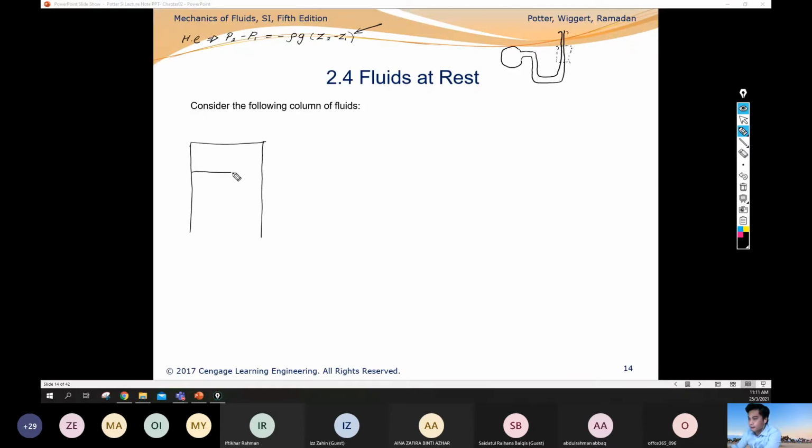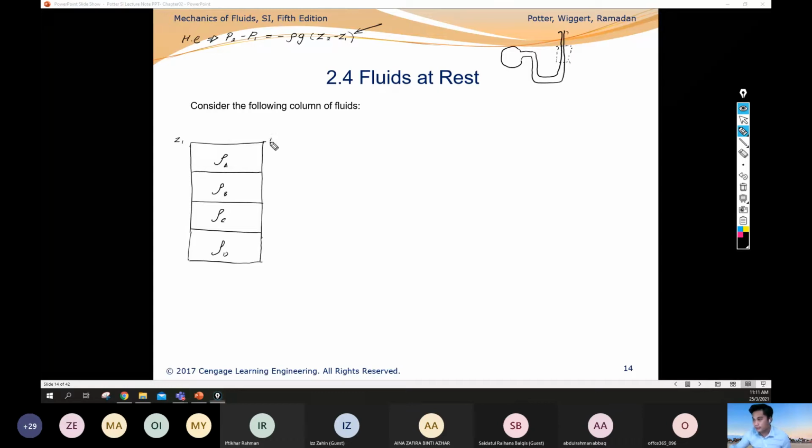Inside the column, we have different kinds of fluid. This is just a revision. Okay. So what we have: fluid A, fluid B, fluid C, and fluid D. And then we have the position, which is Z1. This is P1, Z2, P2, and so on. If you have any question, feel free to let me know.